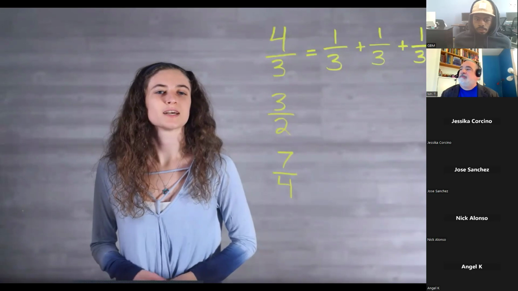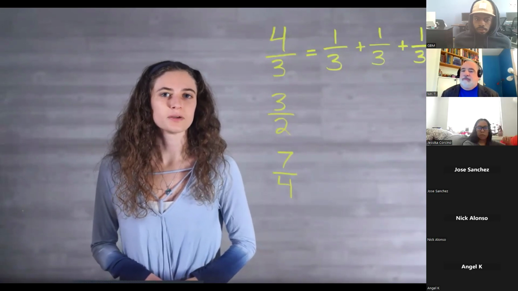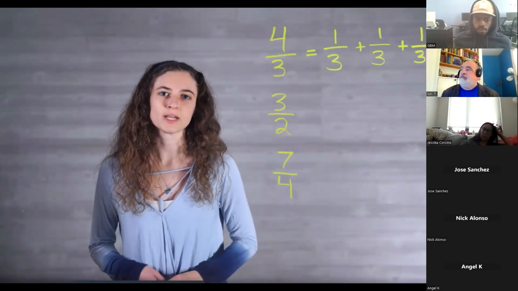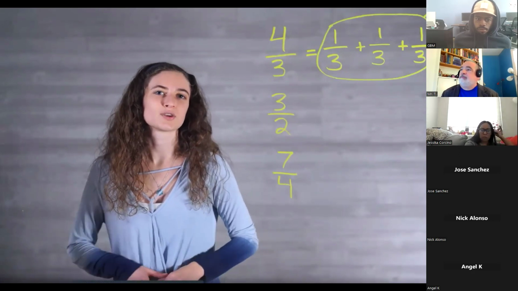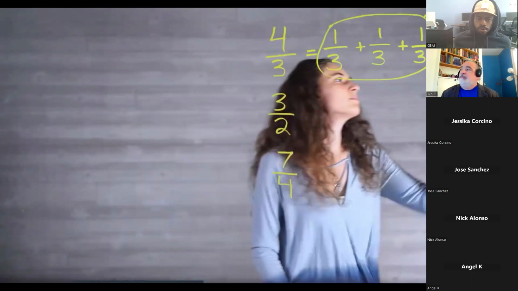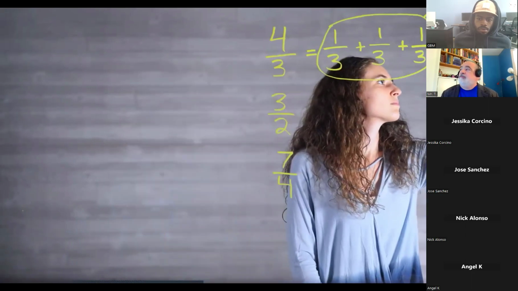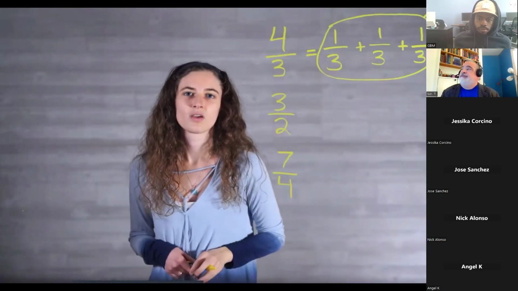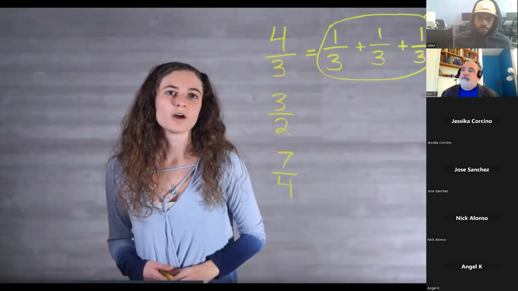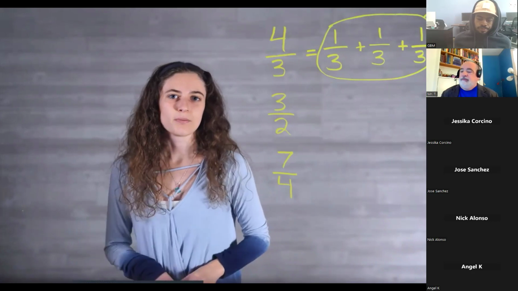4/3 can be visualized as 1 over 3 plus 1 over 3 plus 1 over 3 plus 1 over 3. We know that 3 over 3 is equal to 1, so let's group 3 of these thirds together. We are now left with 1 and 1/3 as our mixed number.